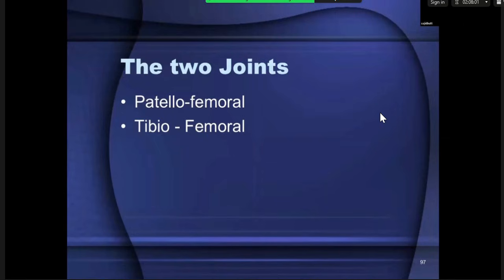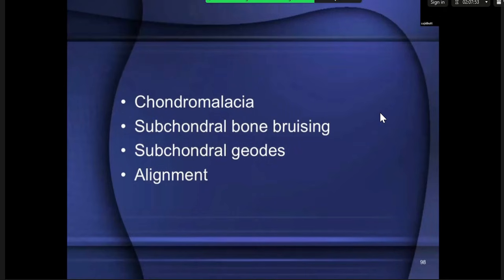What about the two joints? We've got the patellofemoral joint and we've got the tibiofemoral joint. What you would see in these is the presence of chondromalacia, so that is softening of the cartilage, then partial cartilage loss, then full thickness cartilage loss. Then you will have subchondral bone bruising. In the elderly age group, you will have subchondral geodes developing, and then you will have problems of alignment.